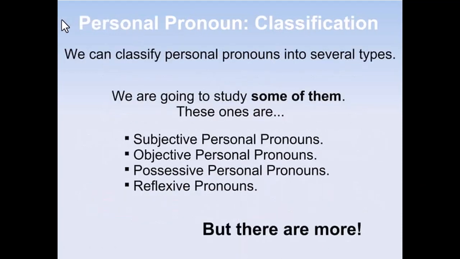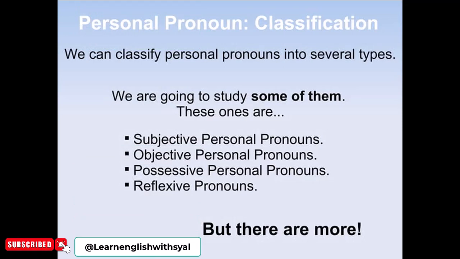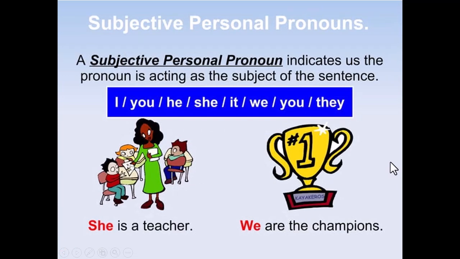There are some classifications of personal pronouns. There are four categories of personal pronouns: subjective personal pronouns, objective personal pronouns, possessive personal pronouns, and reflexive personal pronouns. Subjective personal pronouns are used when a pronoun acts as a subject. Like, She is a teacher, so she is a personal pronoun. We are the champions, so we is the personal pronoun.